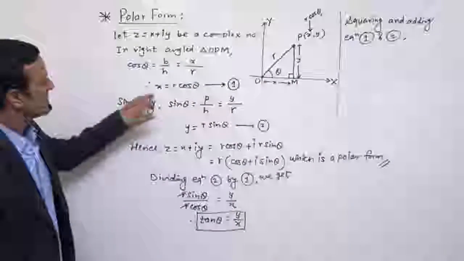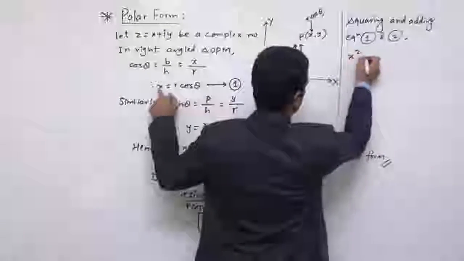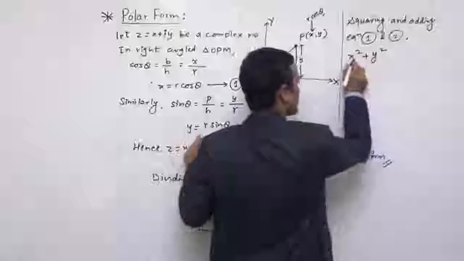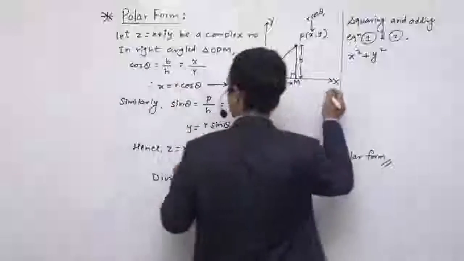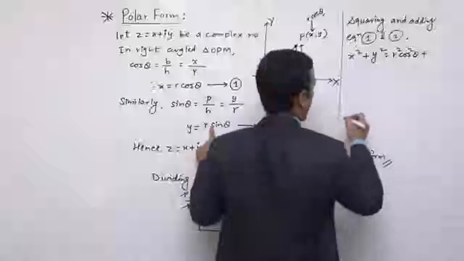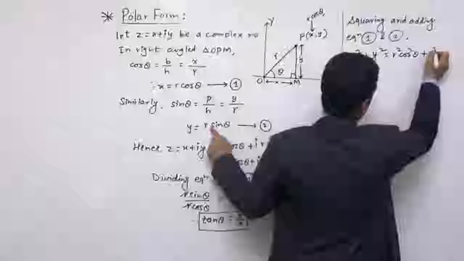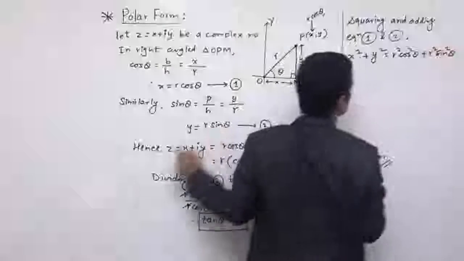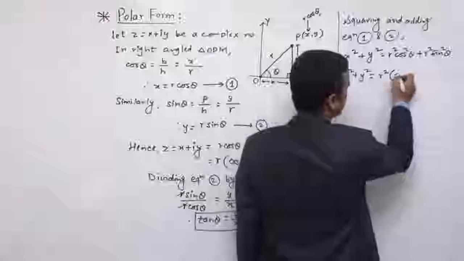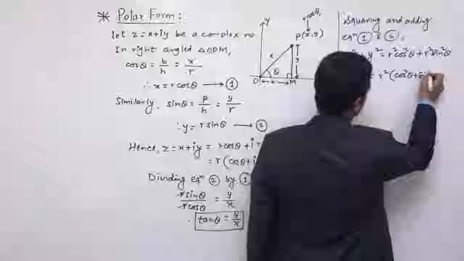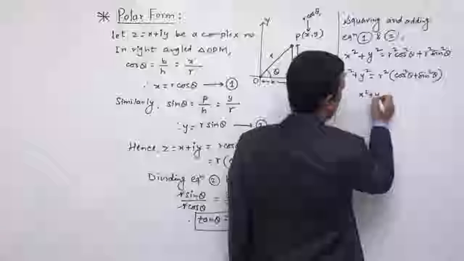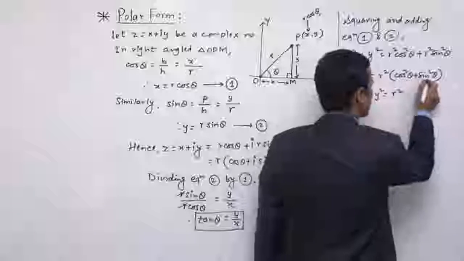So what do we get? This is x square, and this is y square. So the sum of their squares is equal to r square cos square theta plus r square sin square theta. If you solve it, then we get x square plus y square is equal to r square, since it is common. So cos square theta plus sin square theta, and we get x square plus y square is equal to r square, because it is 1.